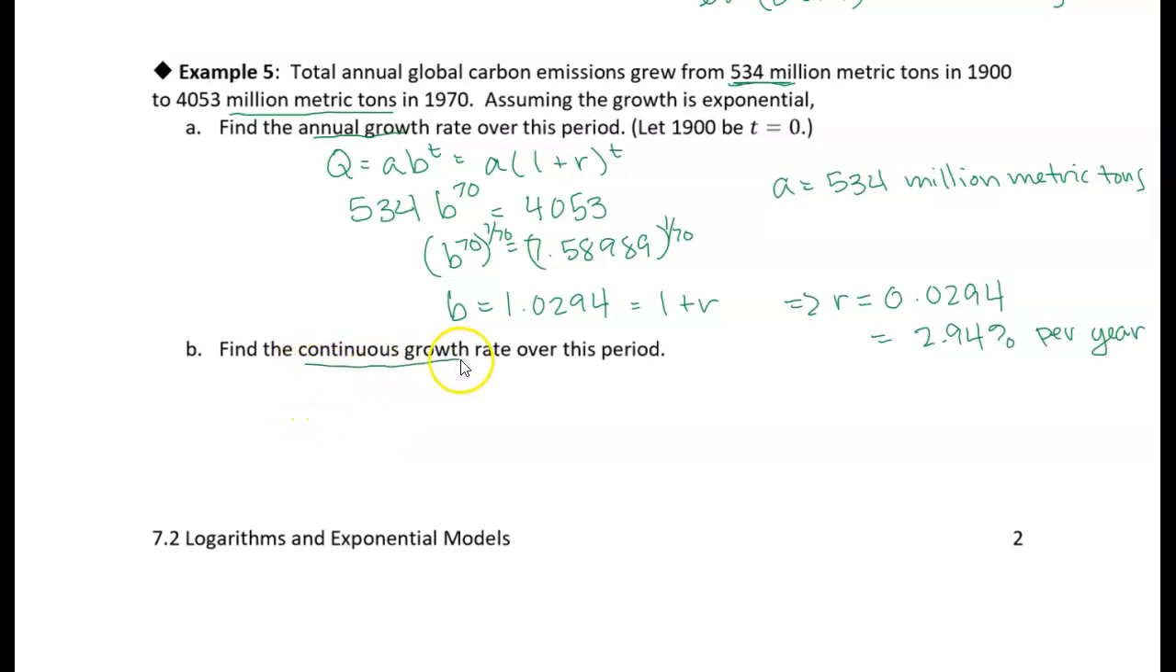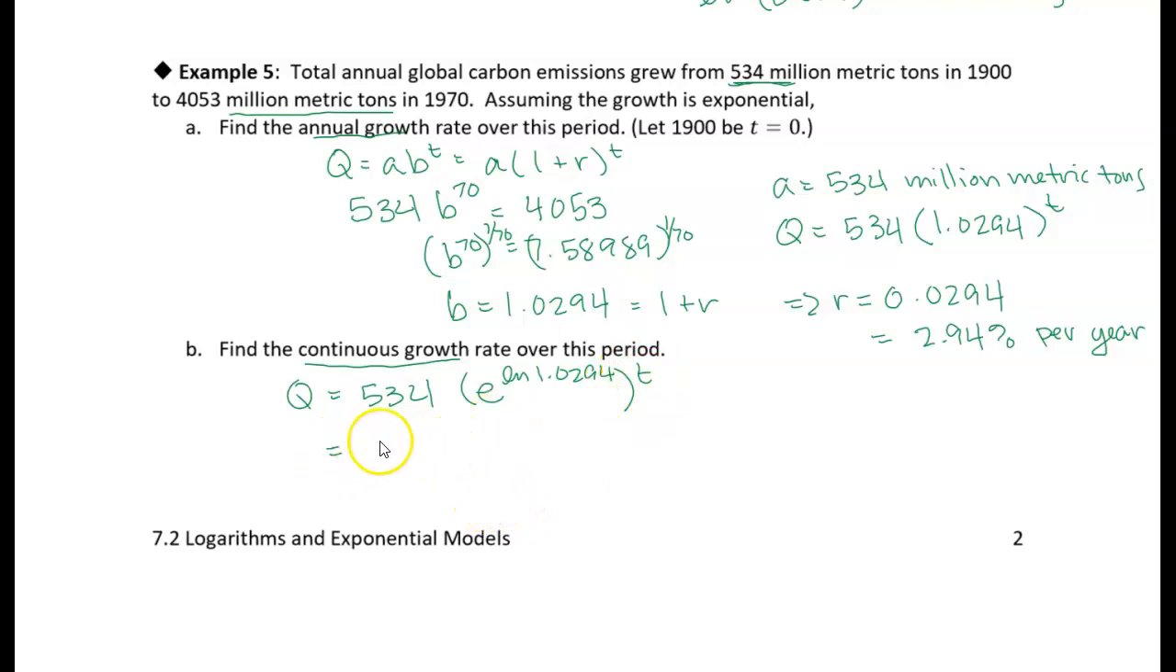Now the second part is asking for the continuous growth rate, which means we need to convert the formula that we just found. Well, we don't really have the formula yet. We have the b. Let's go ahead and write the formula, because Q would be equal to 534 times 1.0294 to the t. So that's our formula in that a b to the t form. We can find the continuous growth rate if we convert that to an e to the kt form. So we can say Q is equal to 534, and to convert this, we're going to do e to the natural log of 1.0294, which we found from above, and then to the t.